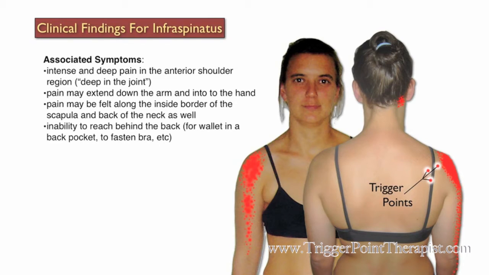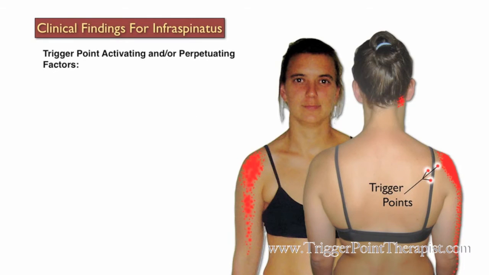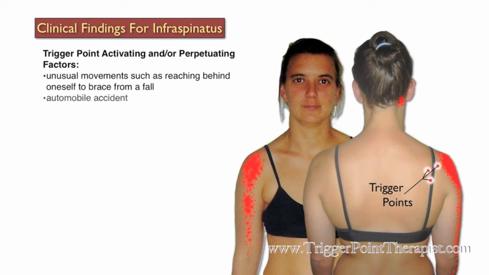They will describe an inability to reach behind their back, as in when they're trying to reach for their wallet in a back pocket or trying to fasten their bra. And they will also say they're unable to lie on either side while they're sleeping. Some factors that may activate and perpetuate trigger points in the infraspinatus include unusual movements such as reaching behind them to brace themselves from a fall, a car accident, or throwing a ball.